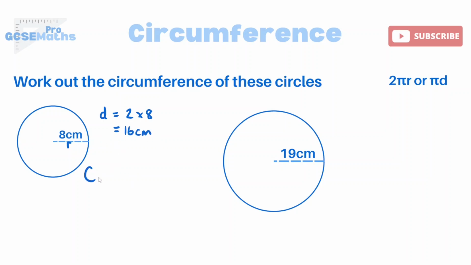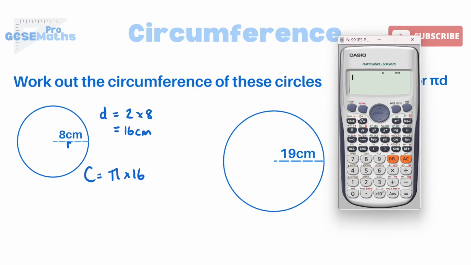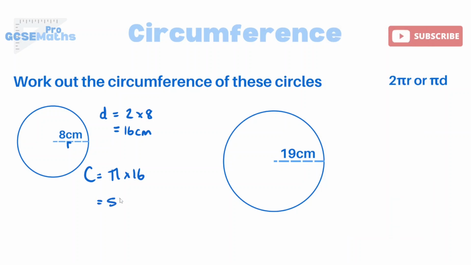So then to find the circumference, which I'll put C for circumference, I do pi times 16, and then I'll put it in my calculator. So pi times 16, obviously it's 16 pi, but as a decimal, let's say to one decimal place, is 50.3. Okay, so that's the circumference.